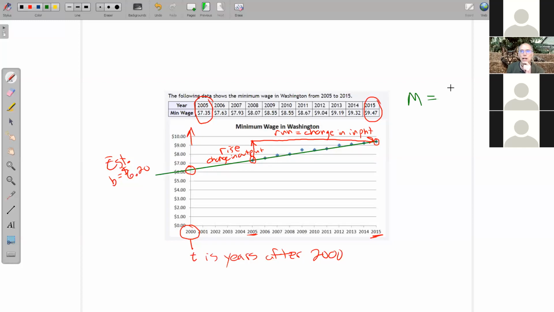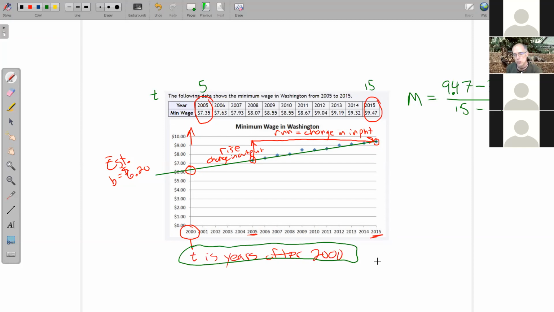Let's see, we have 947 minus 735 divided by, and for that I could just put in 2015 and 2005, but if I put another row here for t, this would be 5 years after 2000, and this would be 15 years after 2000. So I could just do 15 minus 5 here, given my definition for t. And it's always a good idea to have that written down in front of you, just as a reminder, so you don't get that confused. So we need to make those calculations there.